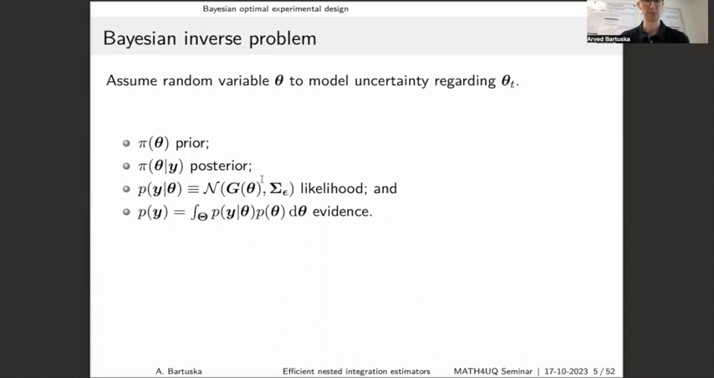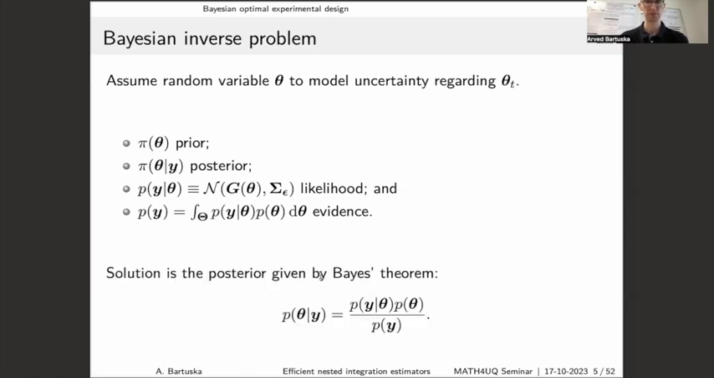It is given as a normal distribution, where the mean is the model output. And finally, the evidence, which is the probability of observing data, which is not given directly, but rather through marginalization. The posterior is given by Bayes' theorem as the likelihood times prior over the evidence. This is then the solution to the Bayesian inverse problem. So now it's not a point estimate. It's a probability distribution telling us how likely each theta is. This also tells us what the uncertainty is after the observations.